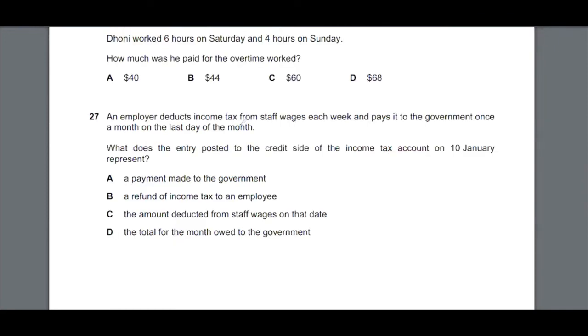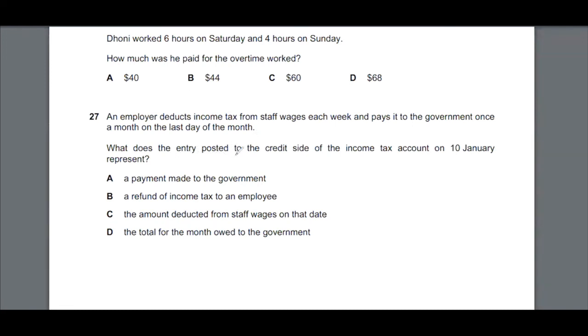So multiple choice 27: an employer deducts income tax from staff wages each week and pays it to the government once a month, on the last day of the month. So all these withholding taxes from employees' wages are paid to the tax department by the company on the last day of the month, right? So that's what is happening.